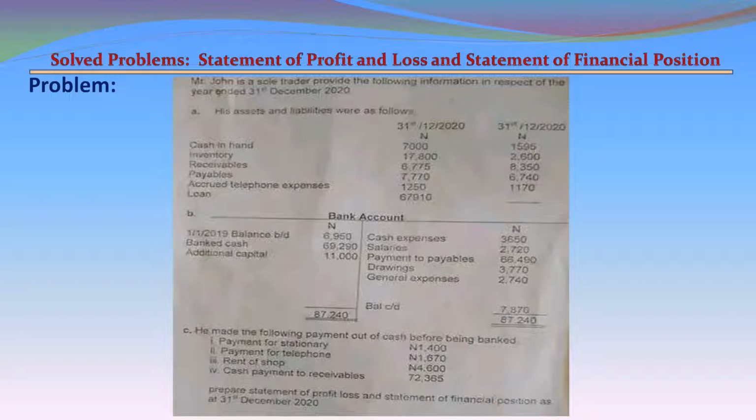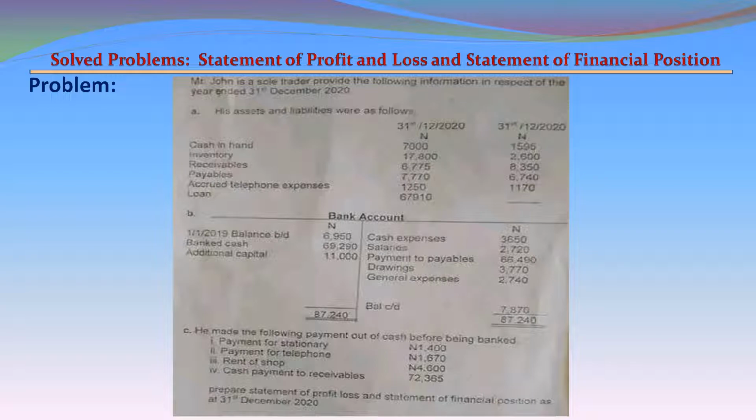As on 31st December 2020, cash in hand 7,000, inventory 17,800, receivables 6,775, payables 7,770, accrued telephone expenses 1,250, loan 67,910. And as on 30th December 2019, cash on hand 1,595, inventory 2,600, receivables 8,350, payables 6,740, accrued telephone expenses 1,170, and there is no loan as on that date.